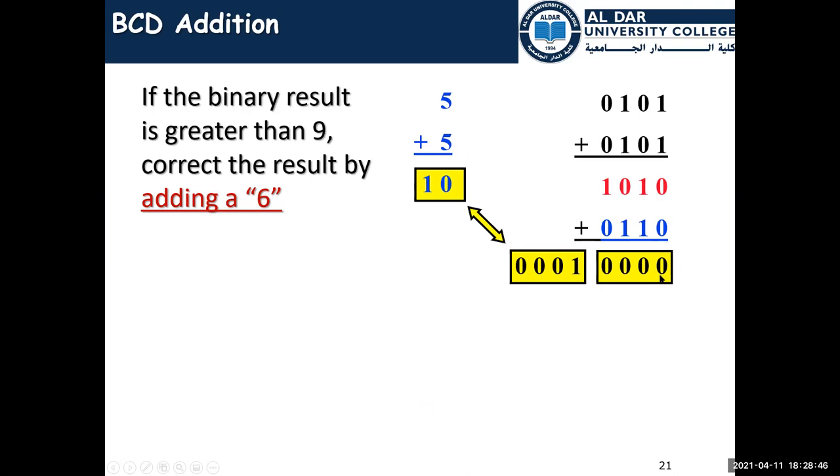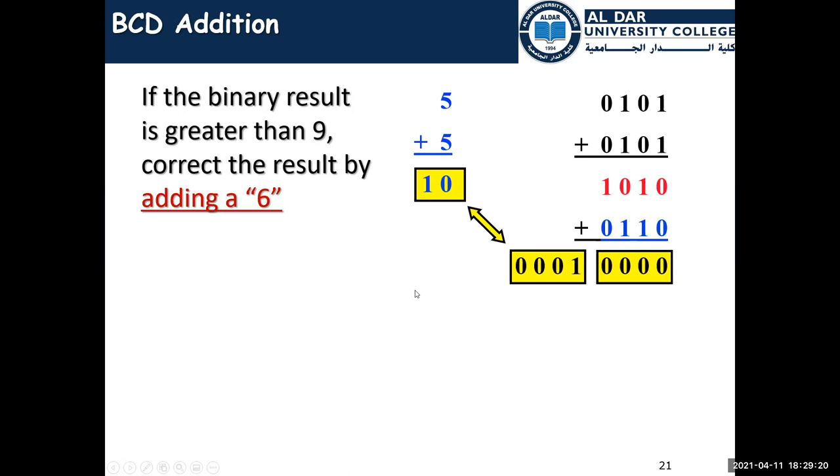0 plus 0 is 0 with a carry of 0. 1 plus 1 is 0 with a carry of 1. 1 plus 0 plus 1 is 0 with a carry of 1. And 1 plus 1 plus 0 is 0 with a carry of 1. This carry, if you see, is shifted to the next digit. Here we represent this by 0, and this by 1. So we have two 7-segment displays, the first one for 0 and the second one for 1. This is correct.